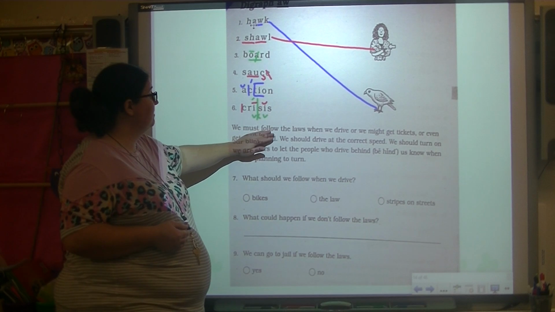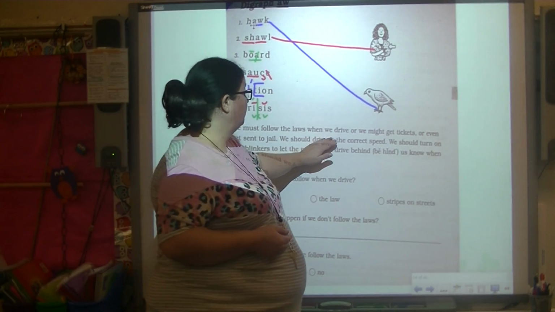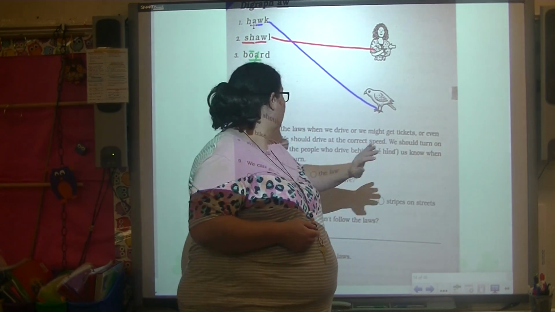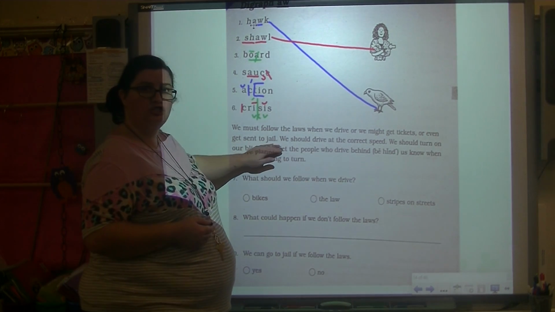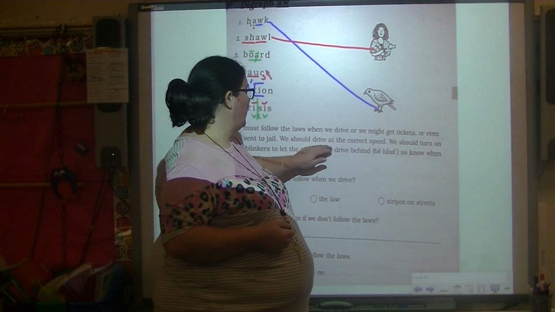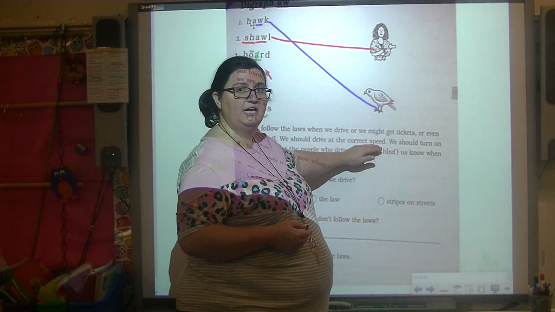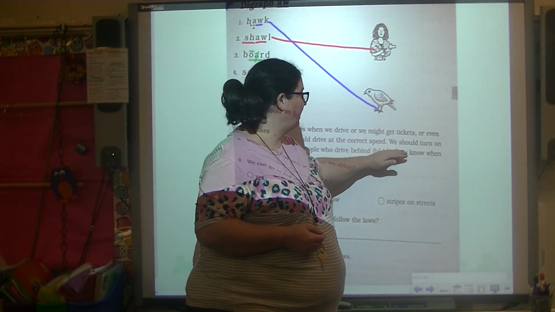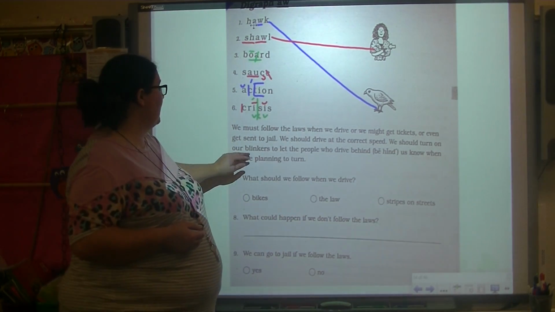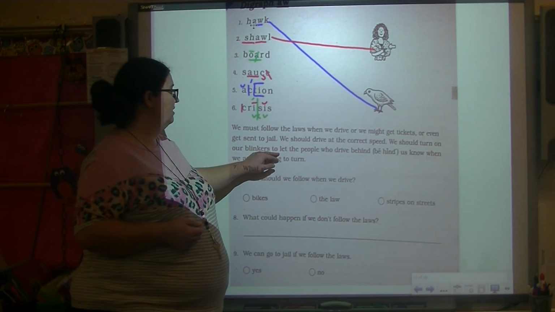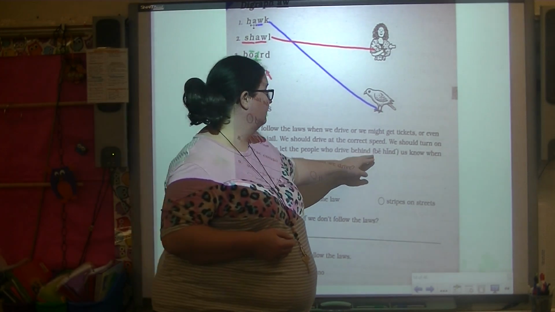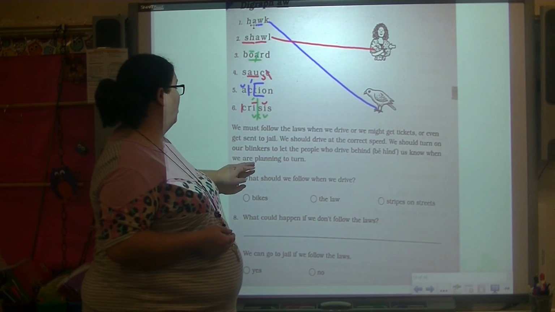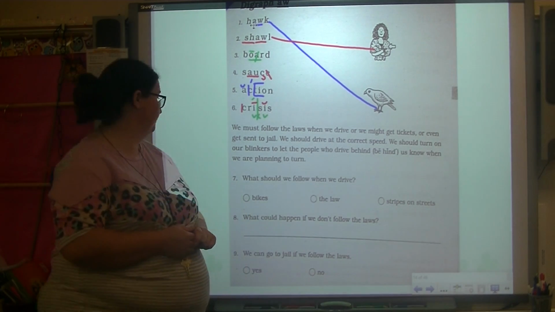Alright, we must follow the laws when we drive, or we might get tickets, or even get sent to jail. We should drive at the correct speed. So we should drive at the right speed. Correct speed, right speed. We should turn on our blinkers to let the people who drive behind us know when we are planning to turn.